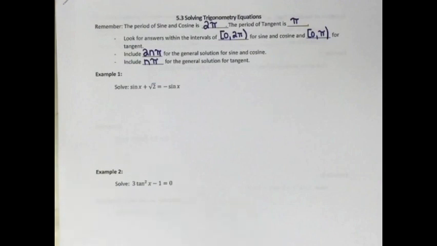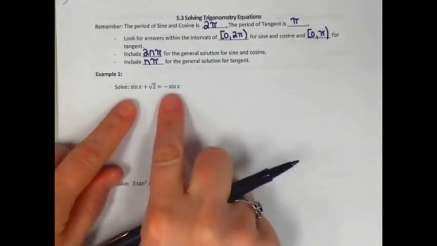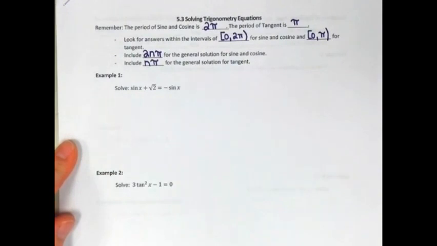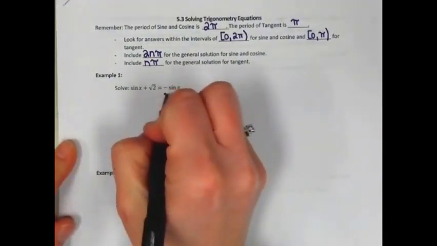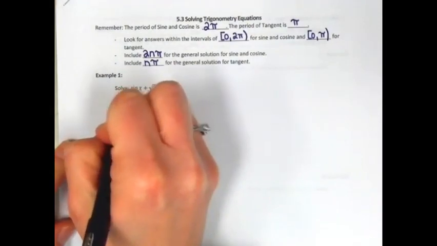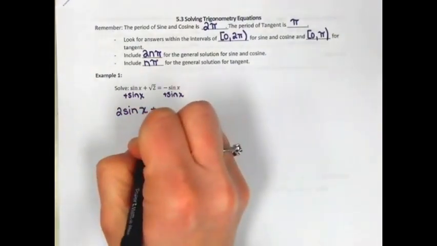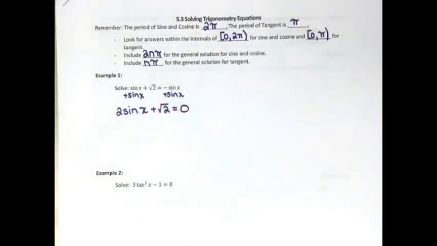So if we're solving sine x plus radical 2 equals negative sine x, we need to combine our sines, right? So how would I move the negative sine x to the other side? When I add it. So we're looking at these trig functions as our variables. So if I had x plus x, what would we get? 2x. So if I have sine x plus sine x, isn't that just the same thing as 2 sine x plus radical 2 equals 0? Now, we need to solve just for the sine of x.